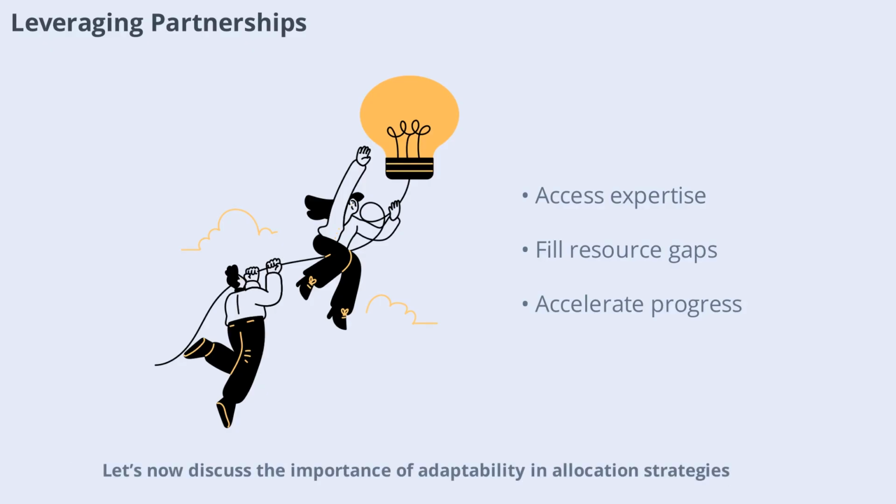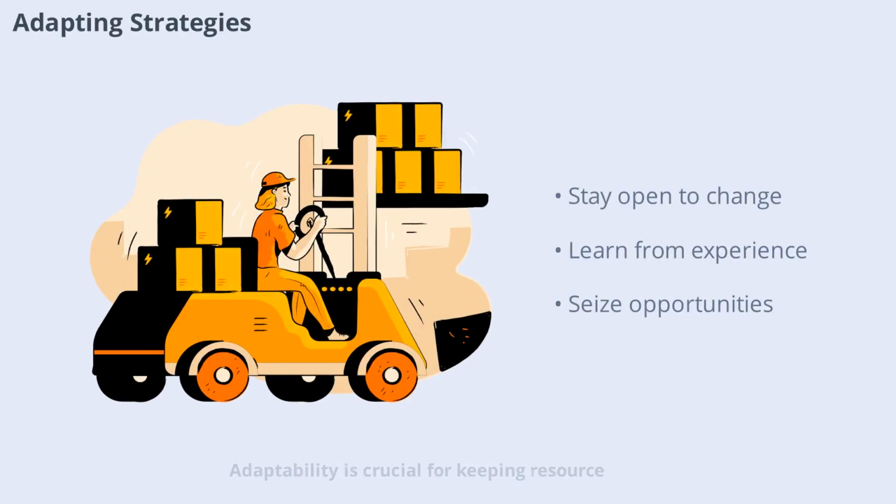Let's now discuss the importance of adaptability in allocation strategy. Adaptability is crucial for keeping resource allocation strategies effective in a changing environment. This means being open to new ideas, learning from experience, and adjusting plans as needed. Organizations that adapt quickly are better positioned to seize opportunities and overcome challenges. By fostering a culture of adaptability, you ensure that your allocation strategies stay relevant.